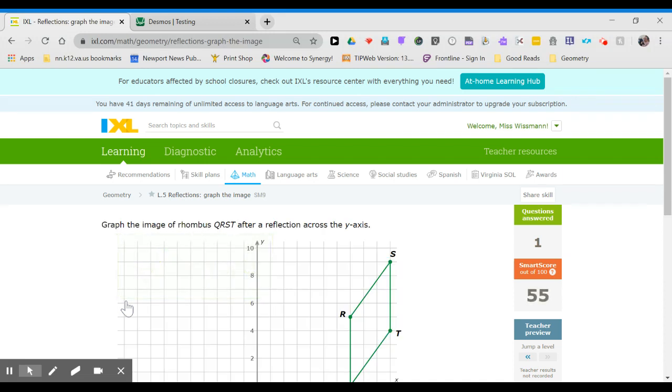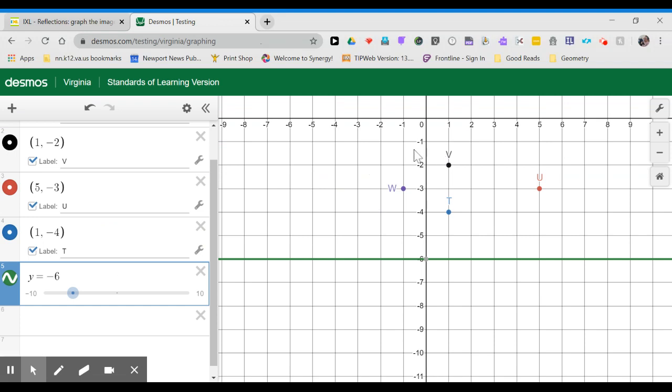When you get questions that ask you for the y equals or x equals, definitely head over to Desmos and graph it all out so you can figure out where it ends up.